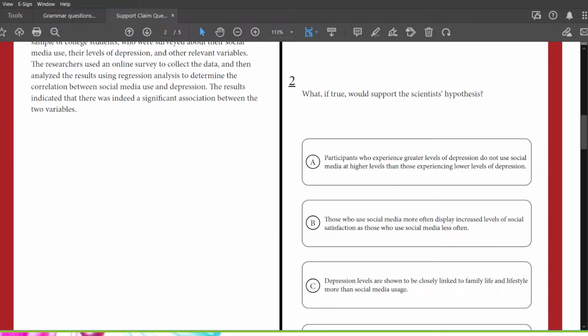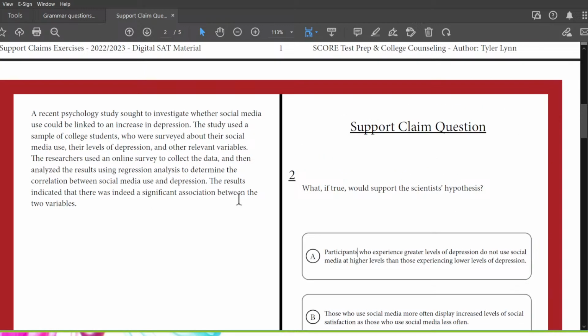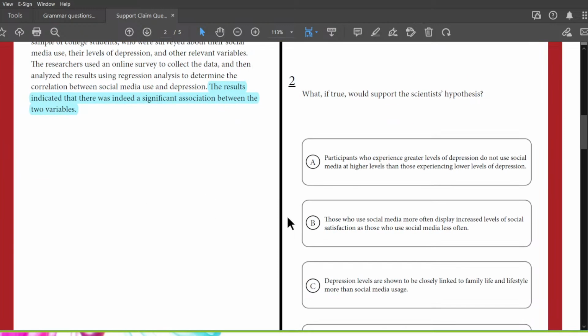Very nice. All right. Looks like pretty much everybody's agreeing on the second one as well. Let's take a look at this. So, again, I need to find the hypothesis. Okay. First sentence, last sentence is usually a good place to go. The results indicated there was indeed a significant association between the two variables. And then the first sentence tells me that they're studying this. Okay. Social media could be linked to an increase in depression. So using more social media, you get more depression. Yay. All right. And there was indeed a significant association. So perfect. I've got everything I need by just reading the first part and the last part. Let's look for the right answers.